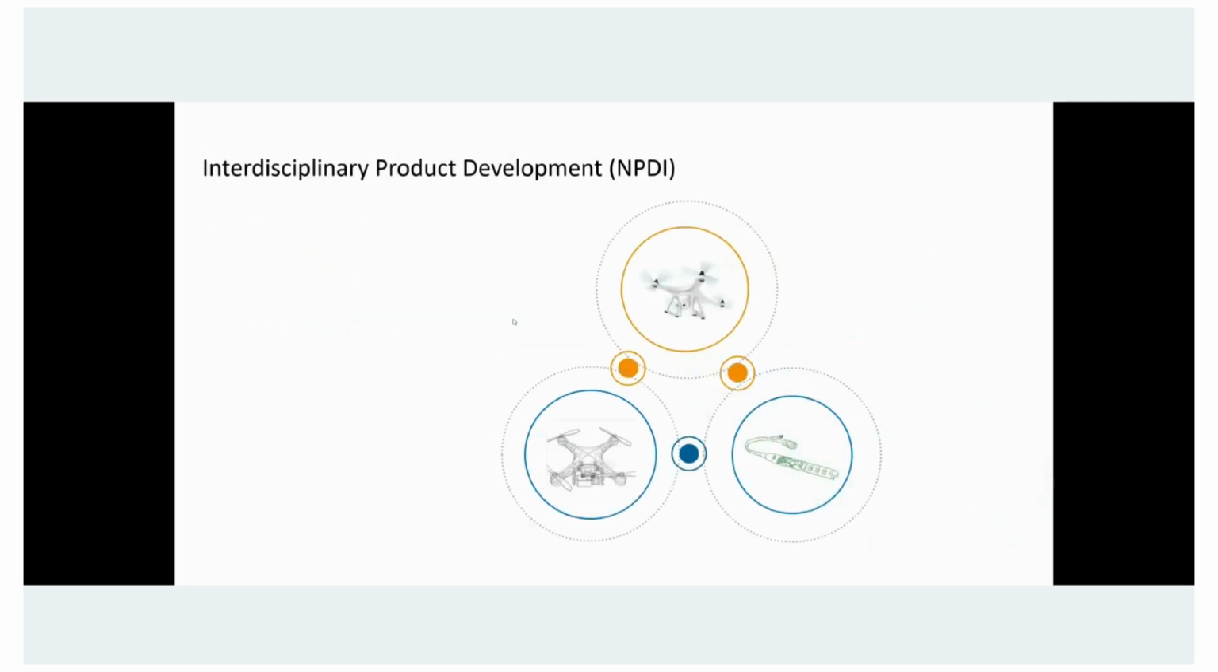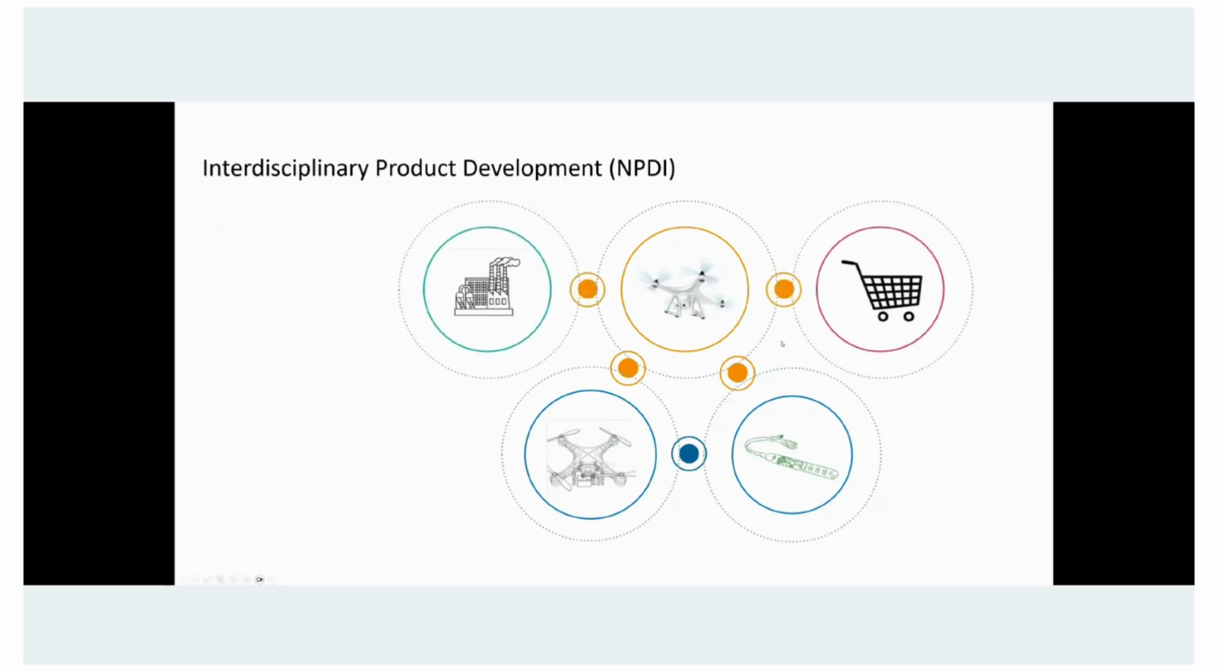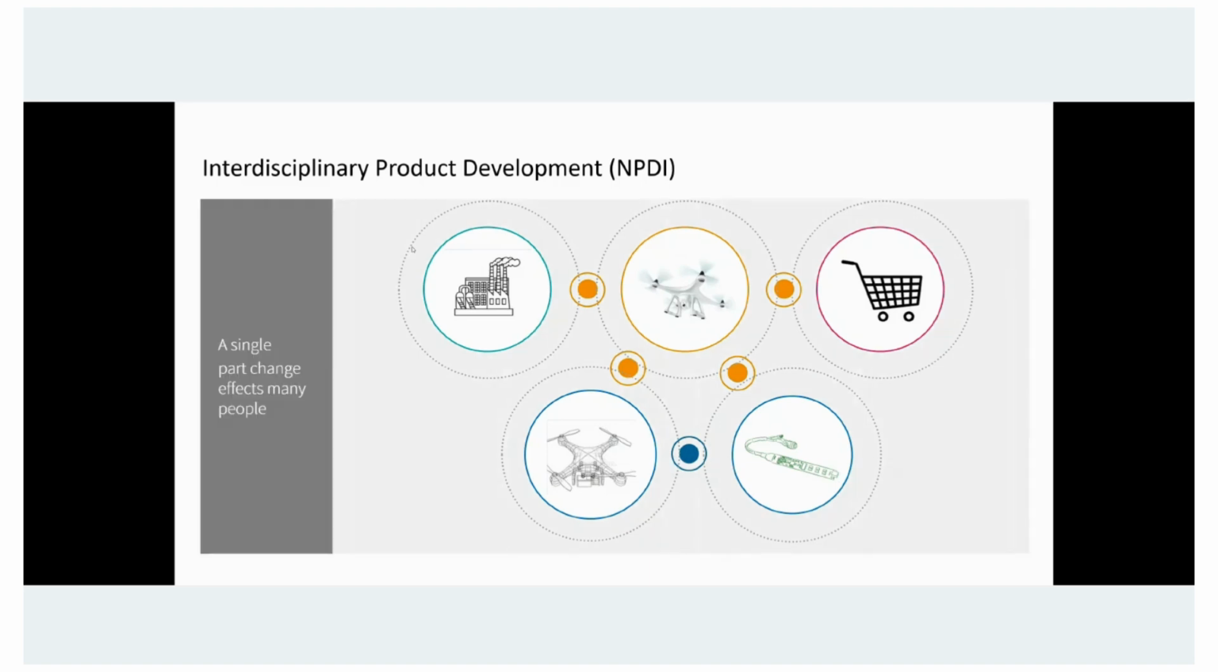So, when it comes to building a product like this, you do have many disciplines, and that means many different people, right? And it's not just the people in design, it's the people in purchasing, it's the people in manufacturing. And the only way you're going to build this product the way that it was originally intended to meet customer needs is if all of these people are working together. And a single part change, as we're going to do in this example here, affects everyone.